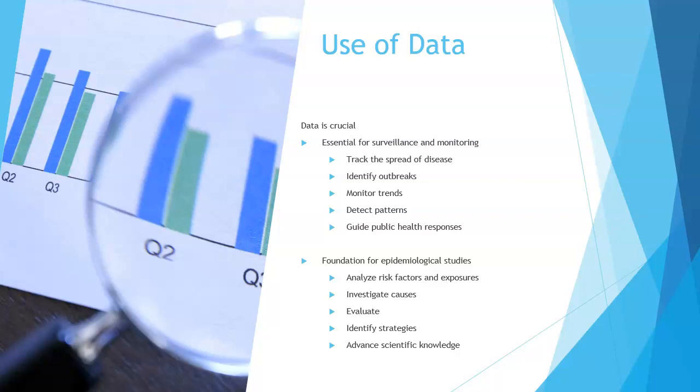Data is essential for disease surveillance and monitoring efforts. Through systematic data collection, analysis, and reporting, public health agencies can track the occurrence and spread of diseases, identify outbreaks, and monitor trends over time. By utilizing surveillance data, patterns can be detected, risk factors can be determined, and public health responses can be guided.